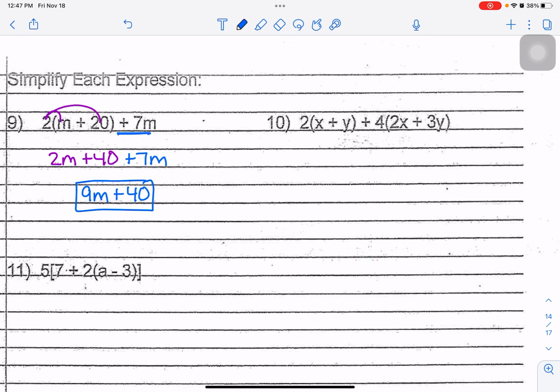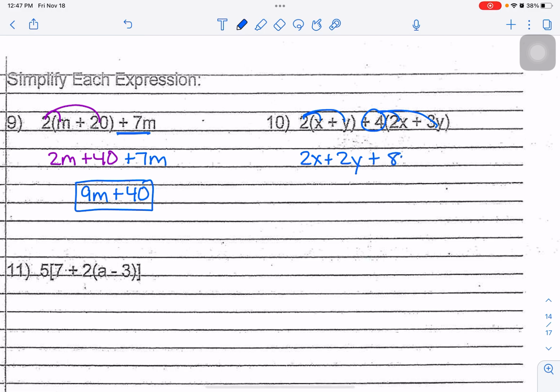Okay. Then we go to number 10. Number 10 has us distributing 2 numbers. First the 2 to the x and the y, and then the positive 4 to the 2 and the 3. So it'd be plus 8x plus 12y. Now I'm going to combine together like terms. A 2x and an 8x are 10x, and 2y plus 12y is 14y. So 10x plus 14y.